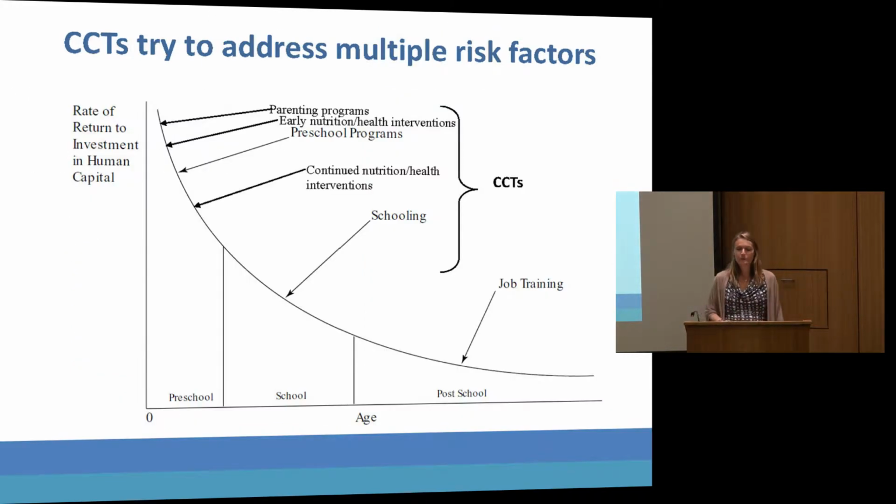Conditional cash transfer programs do try and address multiple factors, and they try and address multiple points in this graph, which you may have seen, which is looking at the rate of return to investment in human capital, suggesting that the earlier that you intervene, the more returns you have in terms of your investment. So the cash transfer program is trying to get at having parenting support, early nutrition and health, preschool programs, continued nutrition and health education, and incentives to make sure that kids stay in school.